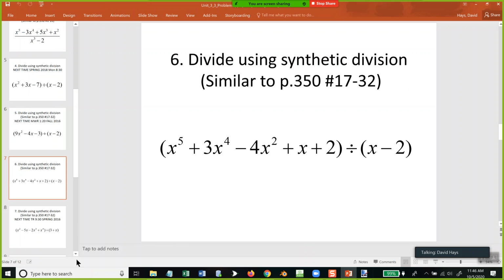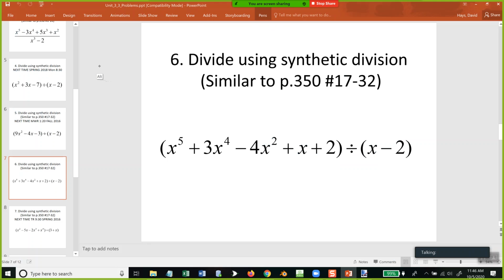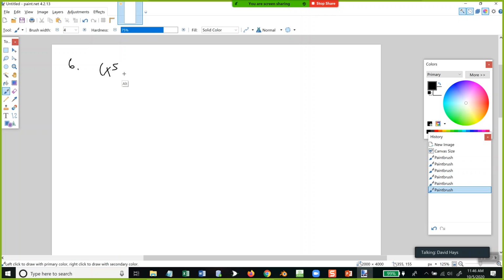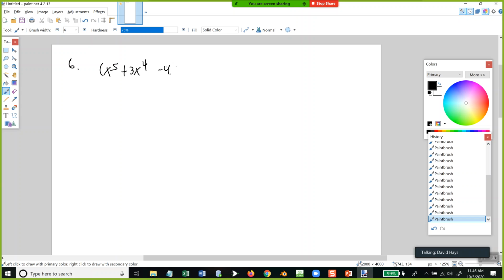Let's take a look at this problem. X to the 5th plus 3x to the 4th minus 4x squared plus x plus 2 divided by, I'm going to change that to x plus 1, just so it's something a little bit different. I do got an x plus 3 or x minus 3 here shortly, but unfortunately you used x plus 2 all over the place. Or x minus 2.